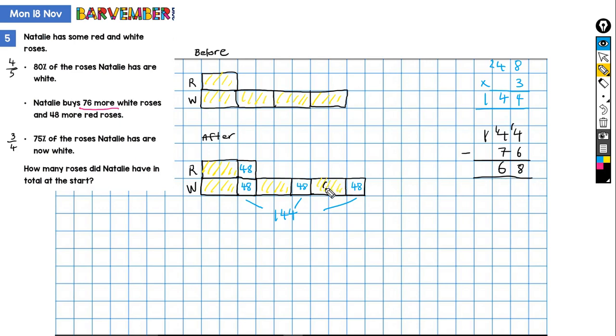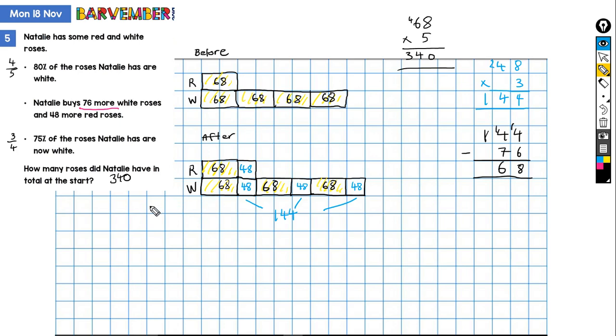So that tells me that each of these, so this one is 68, that's the one that we were looking for. If that's 68, that's 68, so is this, and this. I think you get the idea. I don't have to write them in, but I will. They're all worth 68. And now I can answer any question. We're asked how many roses did Natalie have in total at the start? Well, that's this model here, and we've got 1, 2, 3, 4, 5 blocks of 68. So 68 times 5 gives us 340. So how many roses did Natalie have at the start? 340.